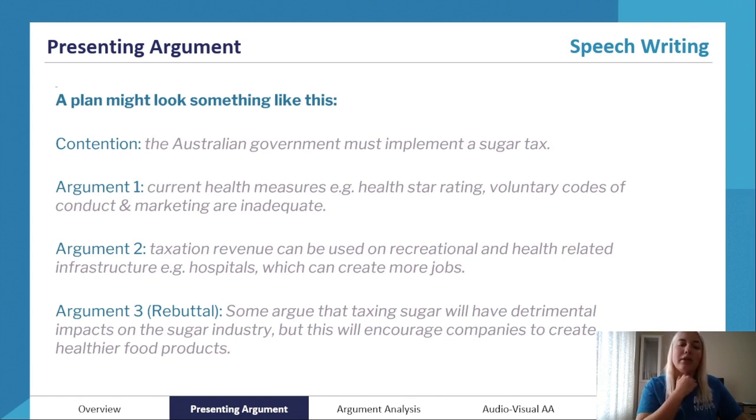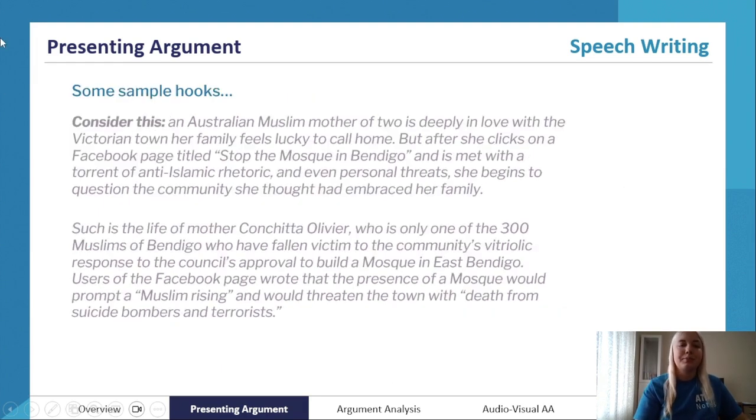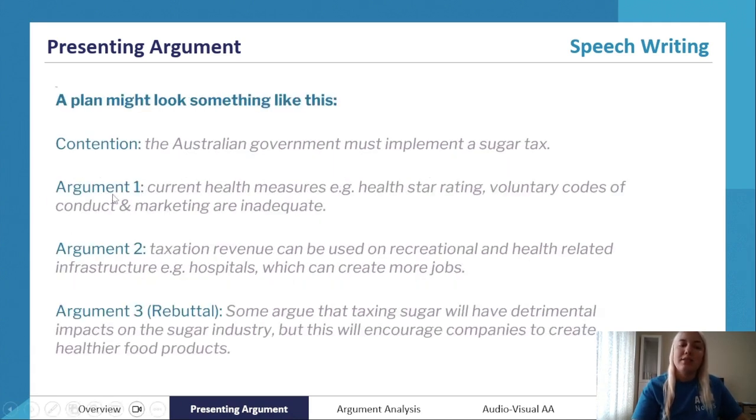And then for my rebuttal, I might go into the fact that some argue that taxing sugar will have detrimental impacts on the sugar industry, but that this will encourage companies to create healthier food products. So you can clearly see both my counter argument and my rebuttal there. I would also add my evidence and a little dot point plan as to how I'm going to approach each and every single one of the arguments and how they're going to structure chronologically before I write them as well.